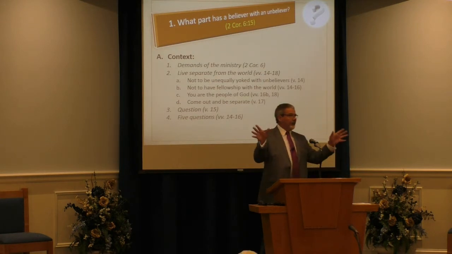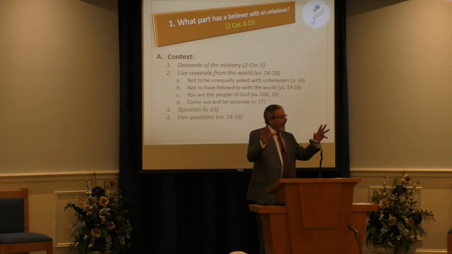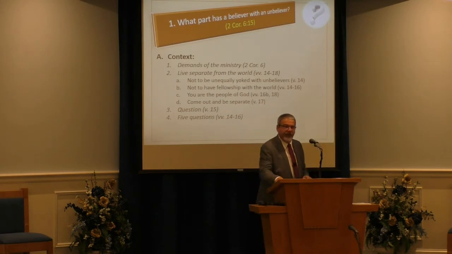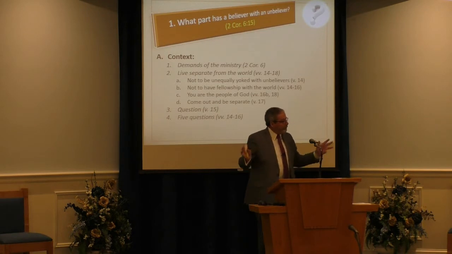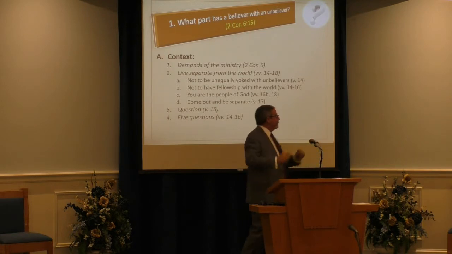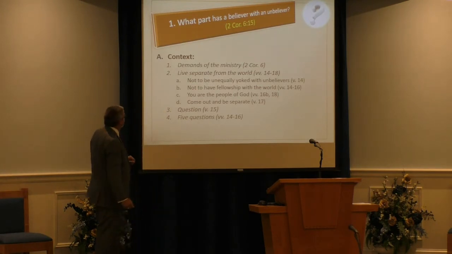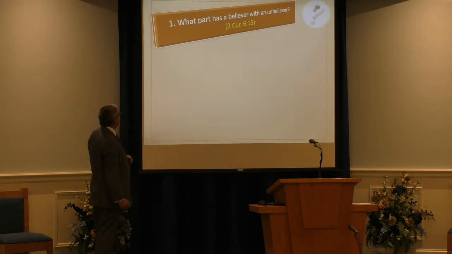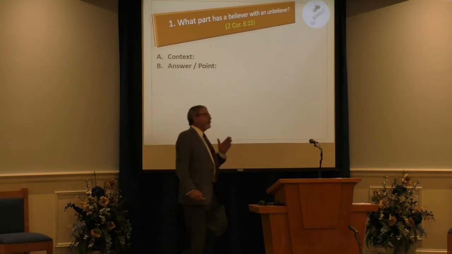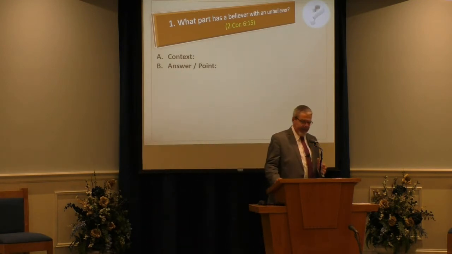He's dealing with opposite things. And he's dealing with the idea of, in the context of fellowship and association and participating in the same thing. So now I know, in light of those 5 questions, what the question is. I understand from the context what part has a believer with an unbeliever. Now, what is his point that he's making? What's the answer to that?